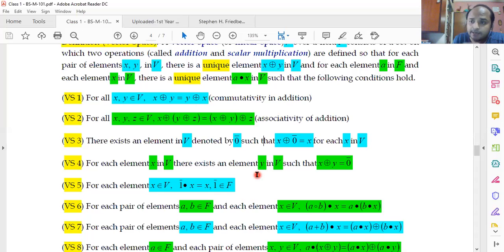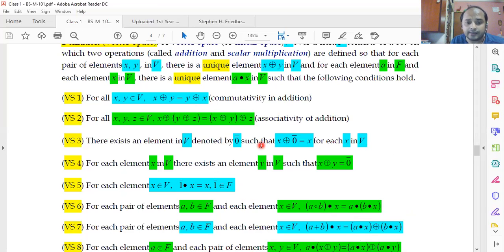Point number 3 is that I have written all the rules VS1 to VS8 in a particular pattern. First of all, I have written the commutativity property, then the associativity property, then the identification of the zero vector, then the identification of the inverse vector, then the unit multiplication, multiplying the vector with the unit element, then the distributive properties. All these things have been written in a particular fashion.